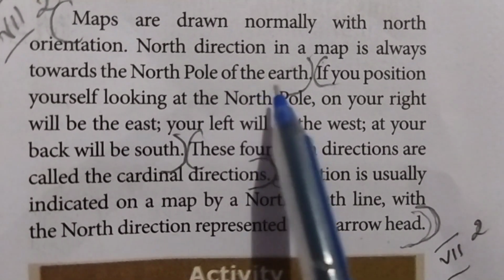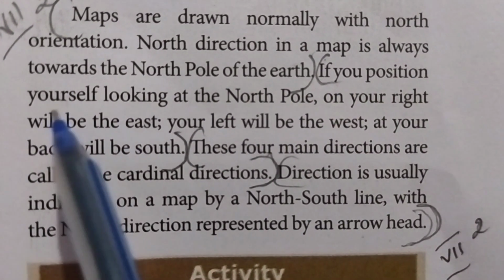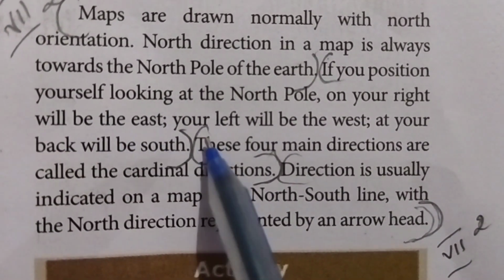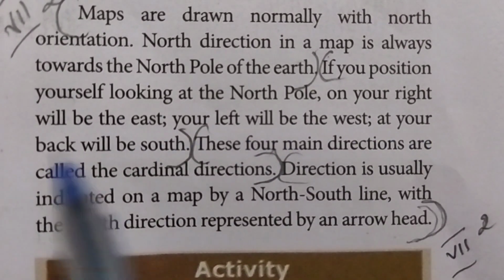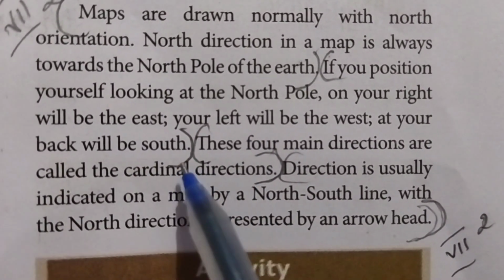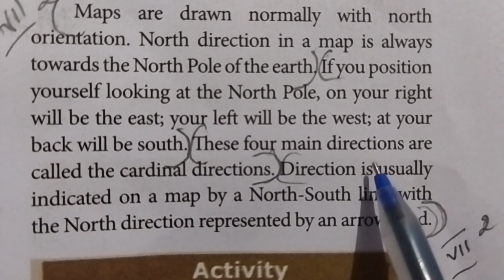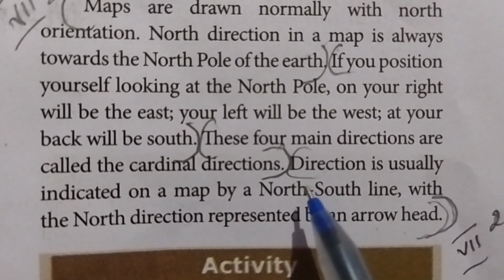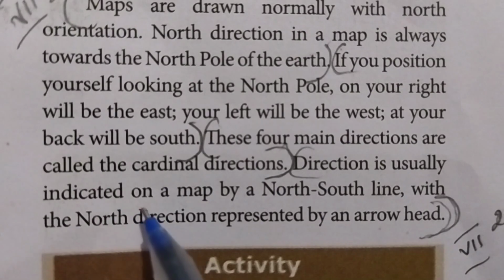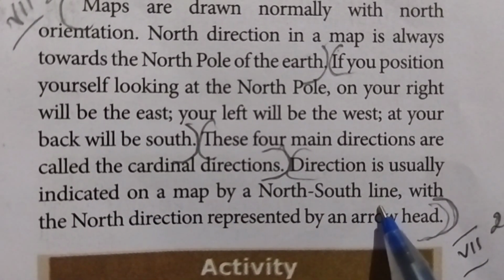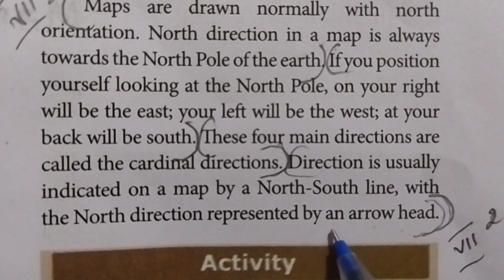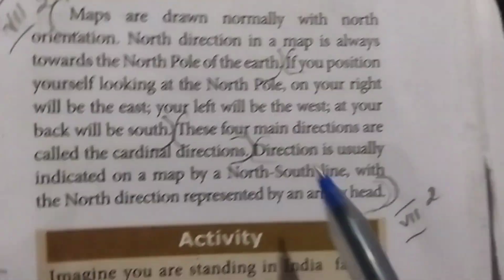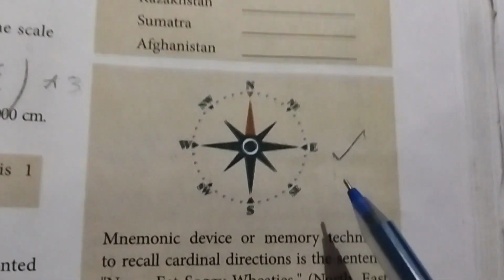Second point, if you position yourself looking at the north pole, on your right will be the east, your left will be the west, at your back will be south. Then third point, these four main directions are called the cardinal directions. Fourth point, direction is usually indicated on a map by a north-south line with the north direction represented by an arrow head. That is the answer for the second question in the 7th Roman letter. After writing this, draw the diagram.